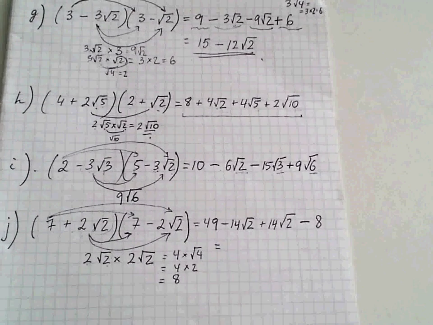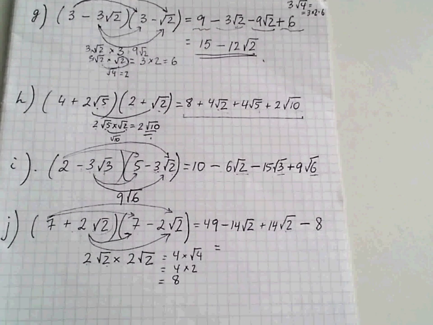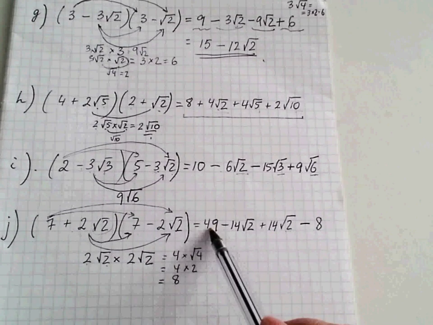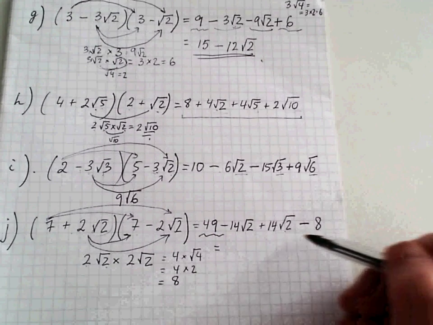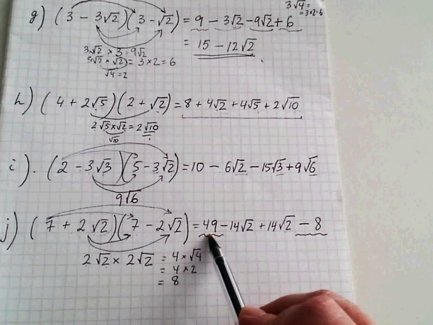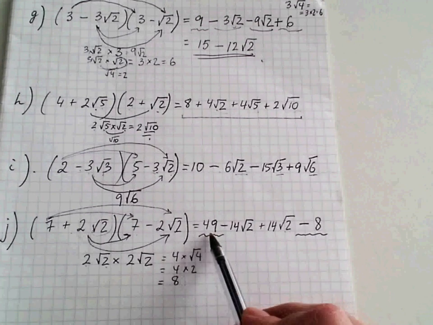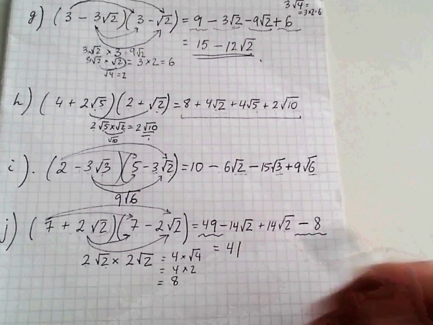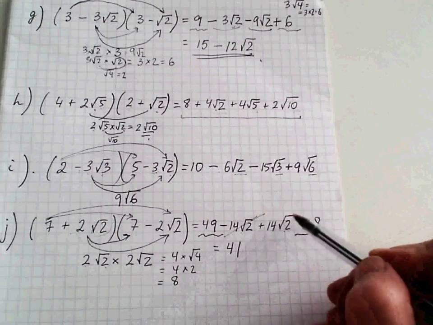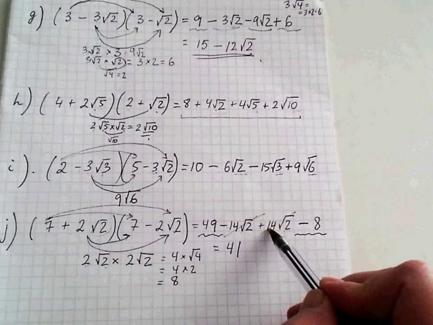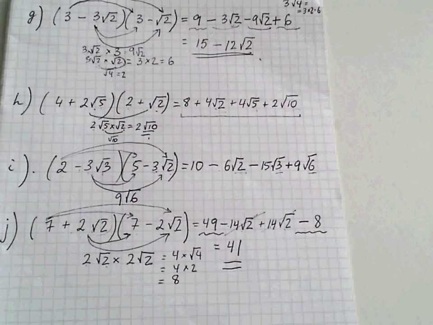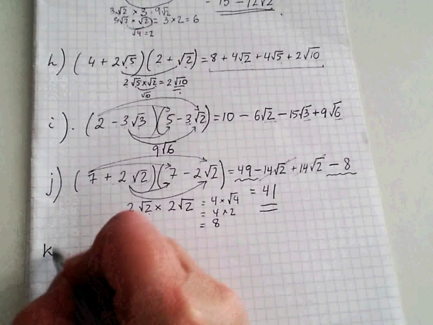Now we check all surds. Here they are quite simple, no need to simplify them, so we're fine. Now let's deal with the numbers. 49 minus 8, we add like terms, so basically here it's subtraction. 49 minus 8 is 41, and minus 14 roots of 2 plus 14 roots of 2, as you see, cancel each other because one is negative, another is positive, and they are equal. Therefore the answer is 41.